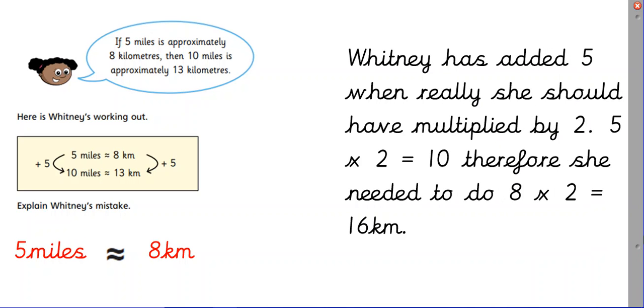Okay, so here's my answer. Whitney has added 5 when really she should have multiplied by 2. So 5 multiplied by 2 is 10, therefore she needed to do 8 multiplied by 2, which is 16 kilometres. If you've got something similar to that, well done. Can you see how I've used my working out to support my answer? I've used 5 multiplied by 2 is 10 and 8 multiplied by 2 is 16.